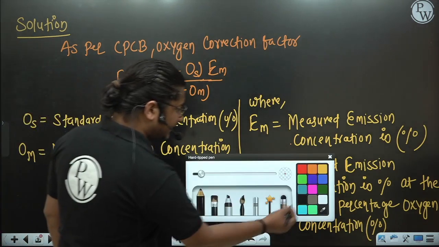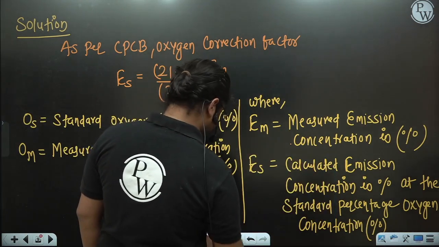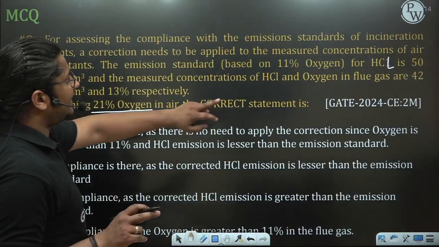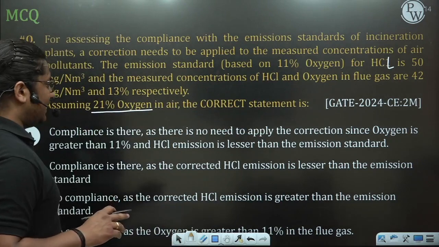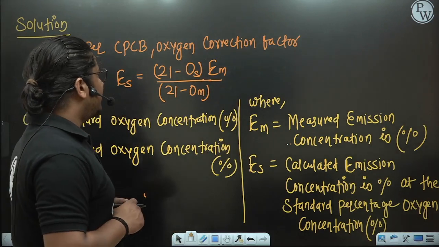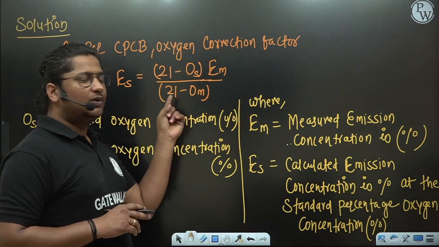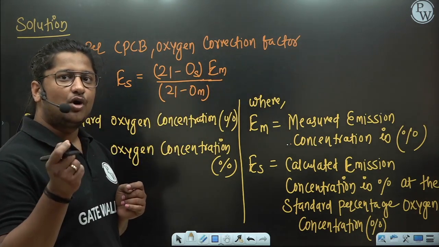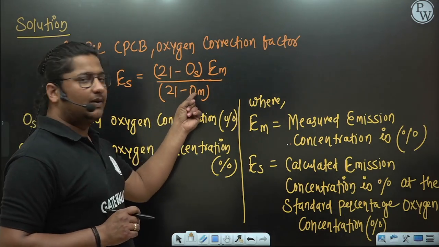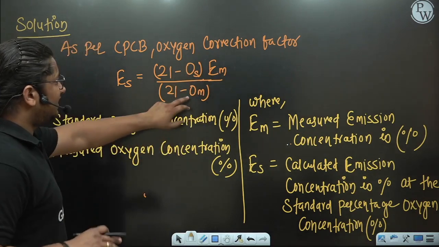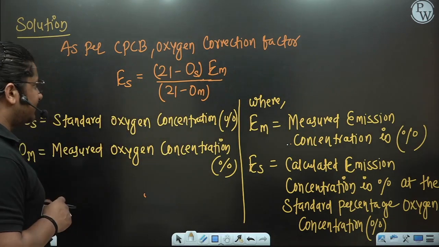So let me put all the given data here first. EM is mentioned in this question. EM they have given as 42, for that the oxygen concentration, that is 13%, is given to you. One thing again we need to see: we can apply this formula only when the measured oxygen concentration is more than the standard one. There is a small note which you can note down also. So here it is 13% and this is 11% based on the question which is given to you. So let me solve this question for all of you.